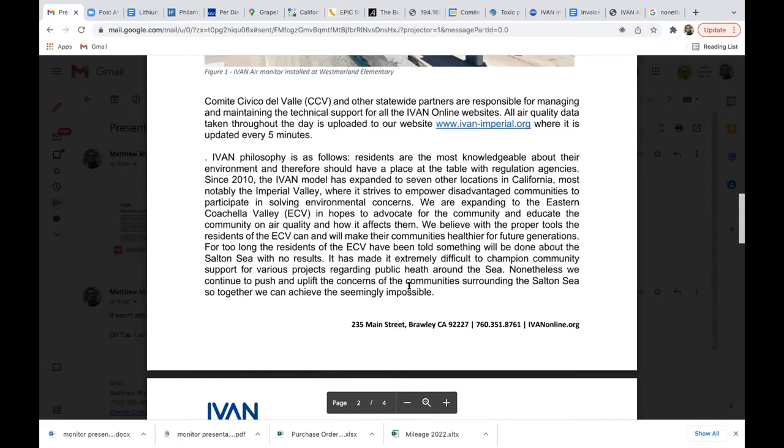Residents are the most knowledgeable about their environment and therefore should have a place at the table with regulation agencies. Since 2010, the IVAN model has expanded to 7 other locations in California, most notably the Imperial Valley, where it strives to empower disadvantaged communities to participate in solving environmental concerns.